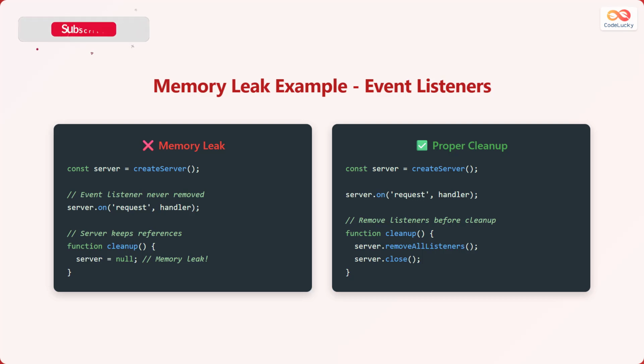Let's look at an example of a memory leak caused by event listeners. In the incorrect code, an event listener is added to the server object but never removed. As a result, the server keeps references to the handler function and associated data, preventing them from being garbage collected, even after the server is no longer needed. In the correct code, the event listeners are explicitly removed using removeAllListeners, and the server is closed using close before cleanup. This ensures that all references are released, and the memory can be reclaimed.